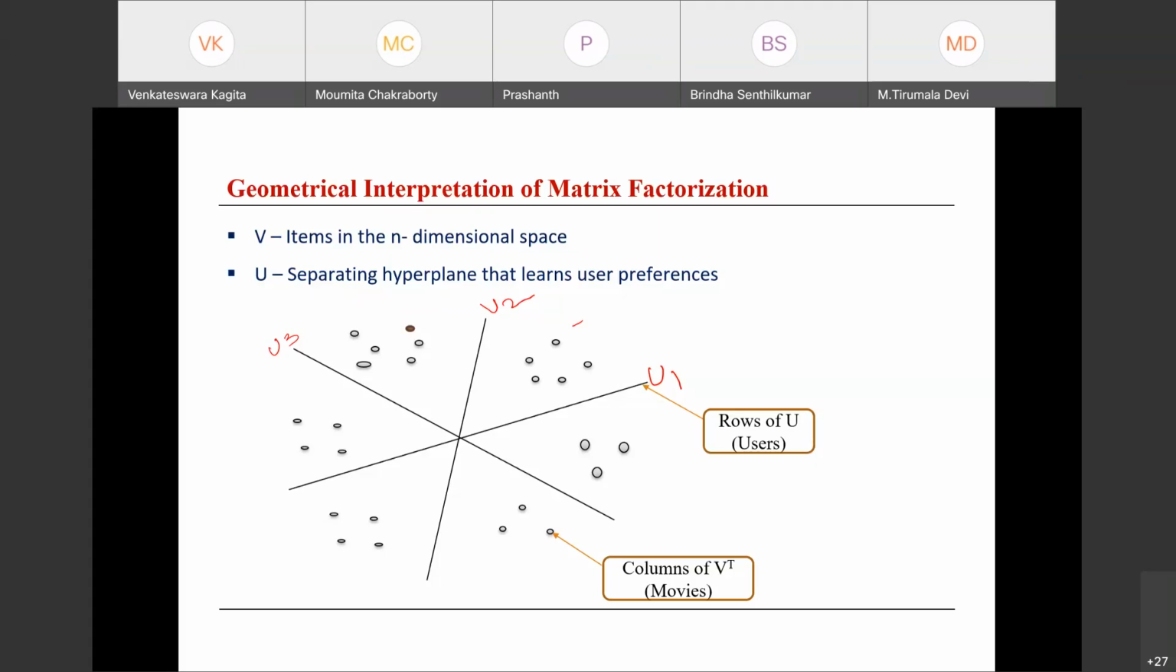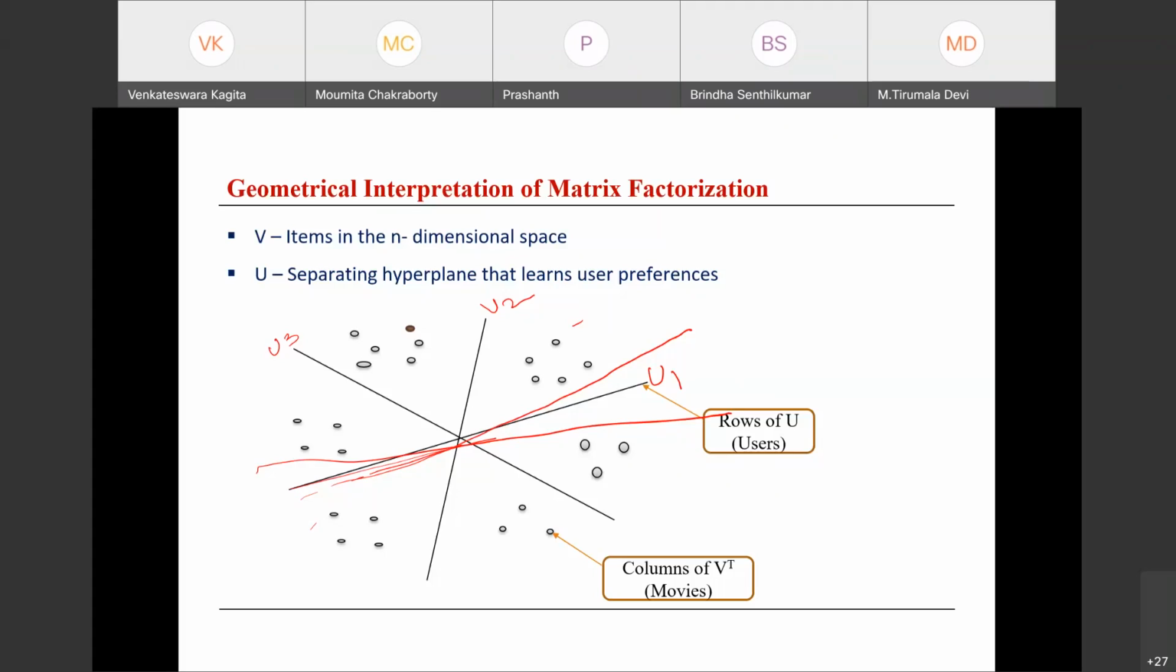Suppose you are asked to learn a hyperplane that learns the preferences, which line would you prefer? This also separates positive from negative. This is also separating positive from negative. So there are many lines possible. Which line would you prefer? The line with maximum margin you would prefer, isn't it? So you are learning the hyperplane that maximizes this width, maximizes the margin.